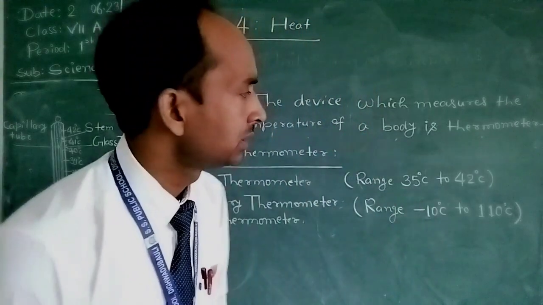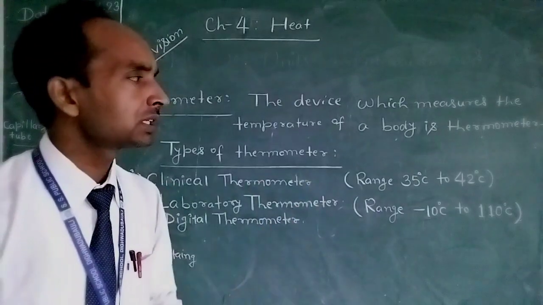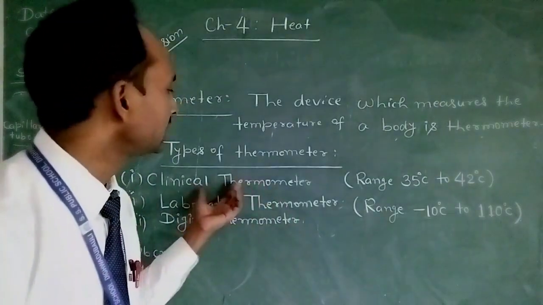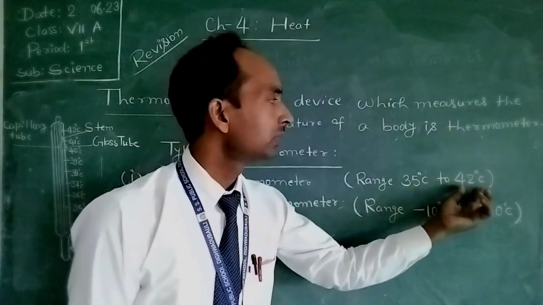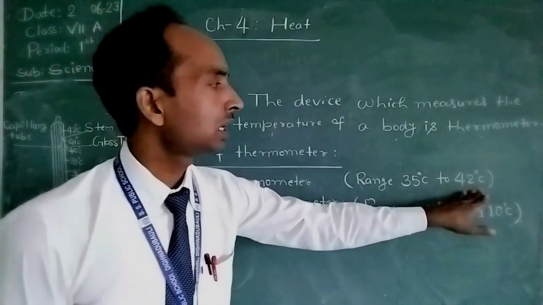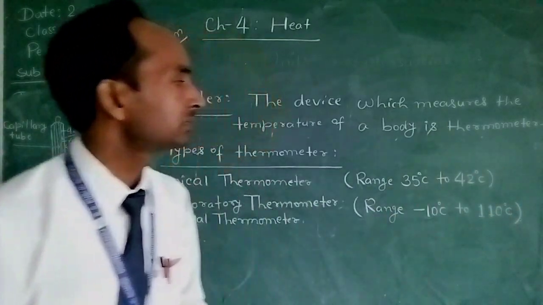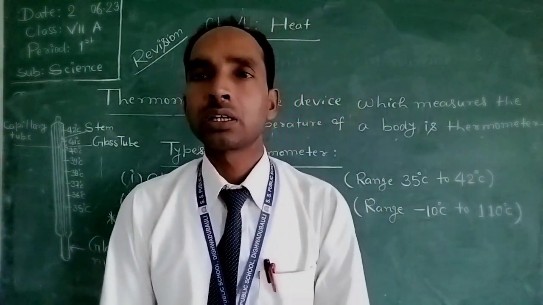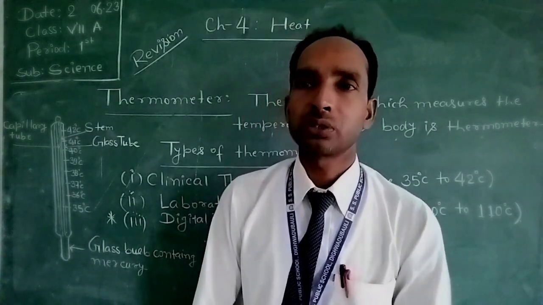And what is the range? Range means which is the lowest temperature and which is the highest temperature which the clinical thermometer measures. The lowest temperature is 35 degrees Celsius and the highest temperature measured by the clinical thermometer is 42 degrees Celsius. Now a question arises in our mind: why is the range of a clinical thermometer taken as 35 degrees Celsius to 42 degrees Celsius only?